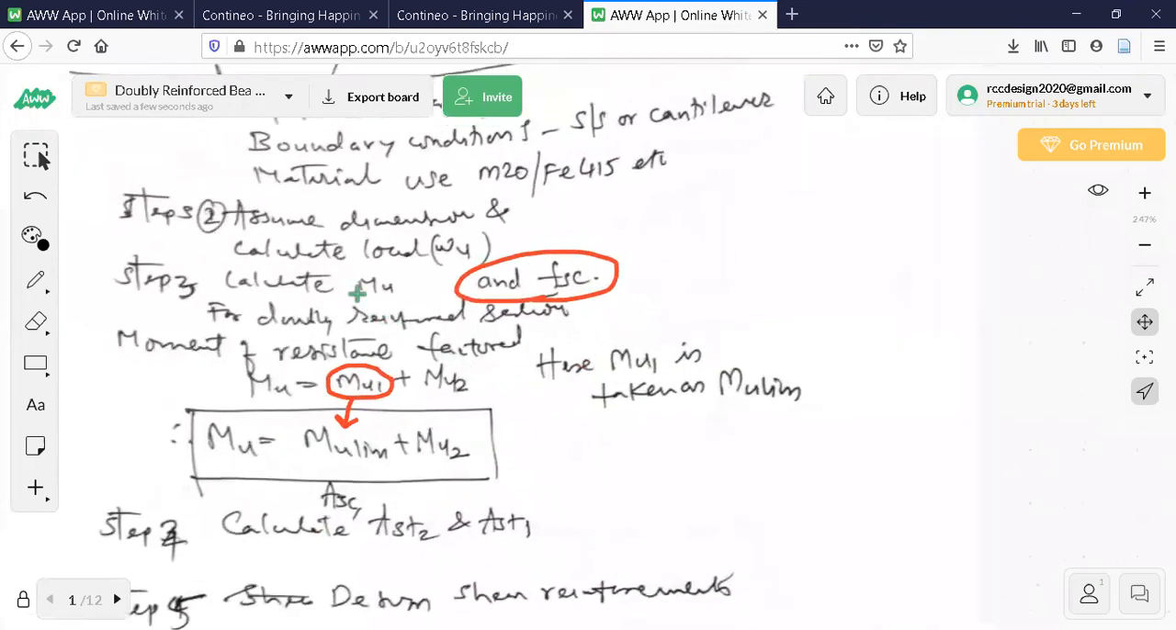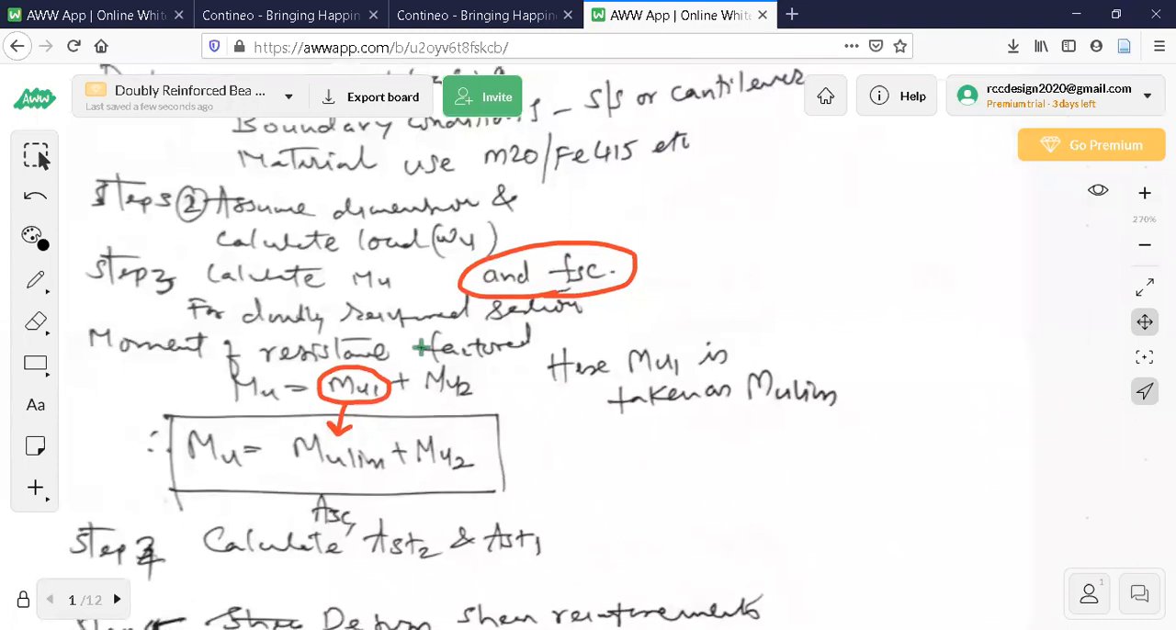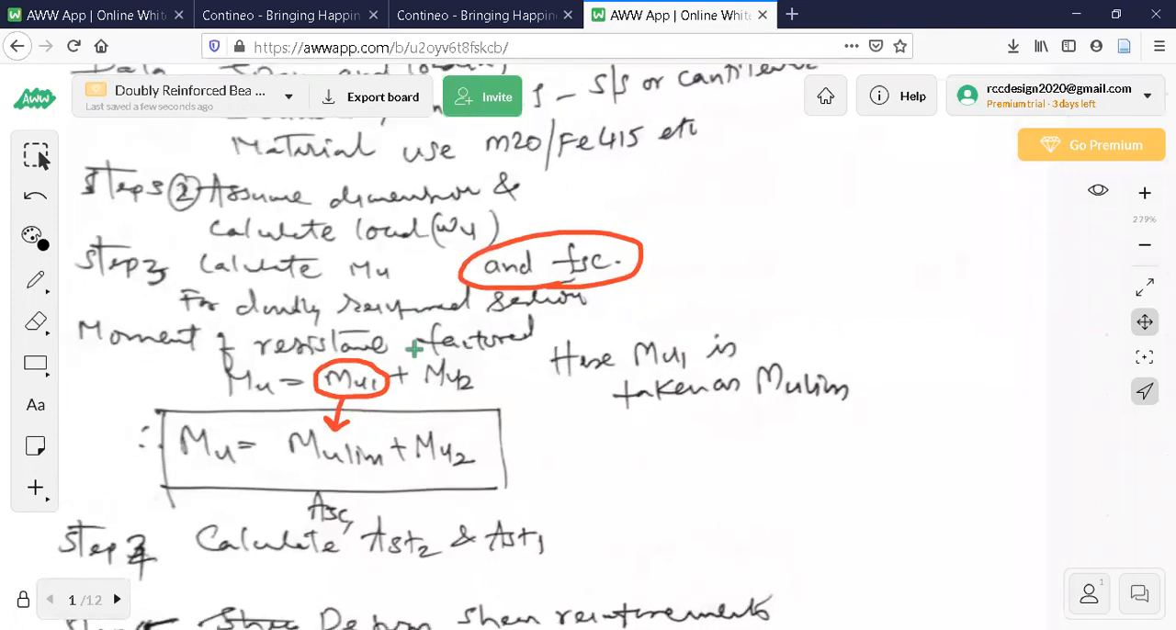Usually you have to assume the dimensions, but sometimes they give the dimensions directly in the question paper. Some thumb rules are there that you can use. 230 to 250 mm is the width. Depth depends upon the span by depth ratio and whether the beam is simply supported, cantilever, fixed or continuous. In this particular subject, it will be either cantilever or simply supported. If you know the span by depth ratio, you can find the trial depth.